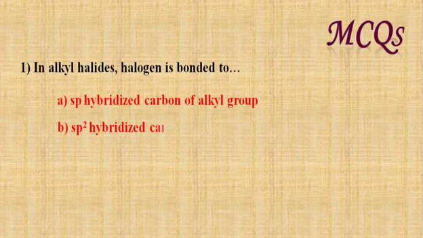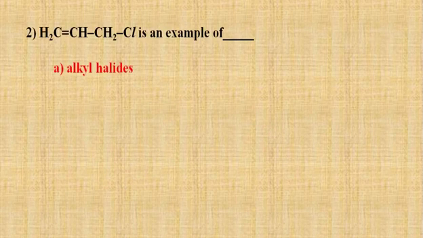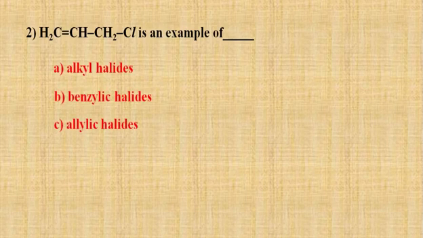Now we will go through some multiple choice questions. In alkyl halides, halogen is bonded to: A. sp hybridized carbon of alkyl group, B. sp2 hybridized carbon of alkenyl group, C. sp3 hybridized carbon of alkyl group, D. both A and B. So the answer is sp3 hybridized carbon of alkyl group. CH2=CH-CH2Cl is an example of: alkyl halide, benzylic halides, allylic halides, none of these. The answer is allylic halides.